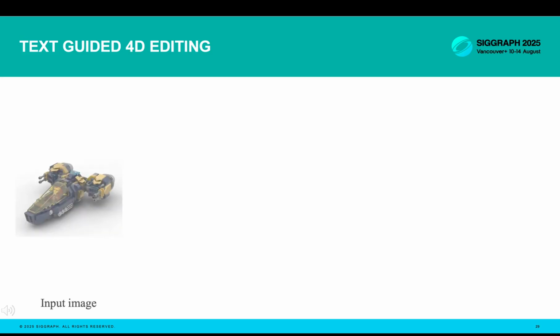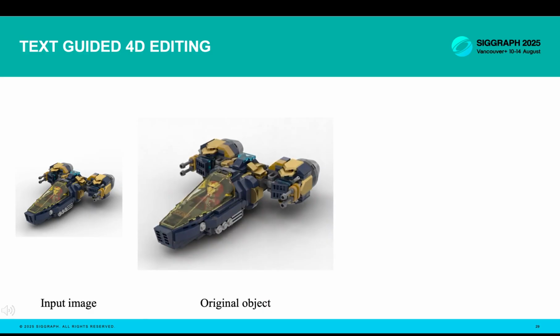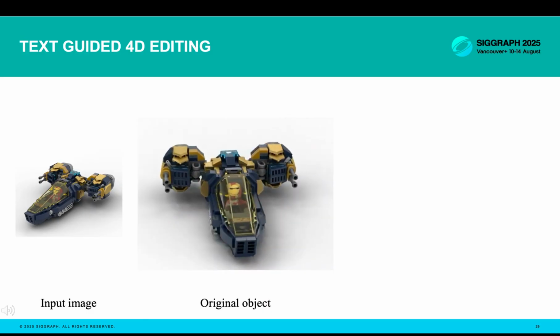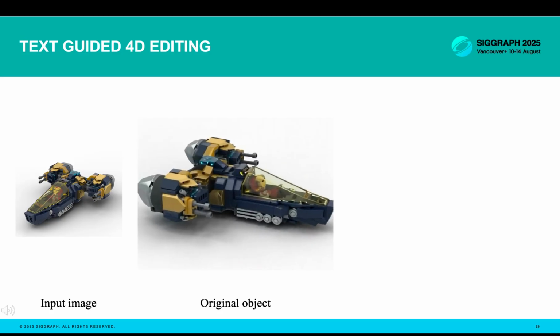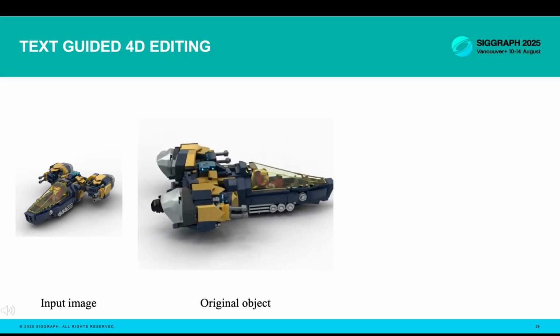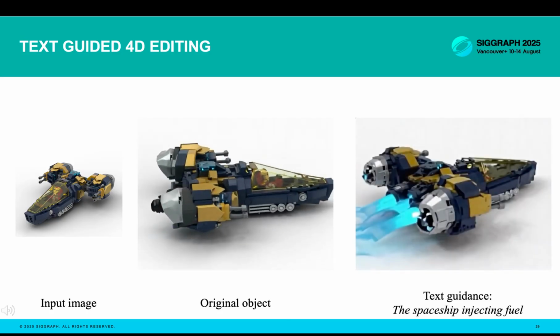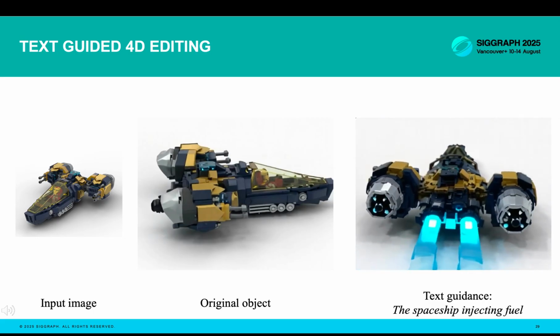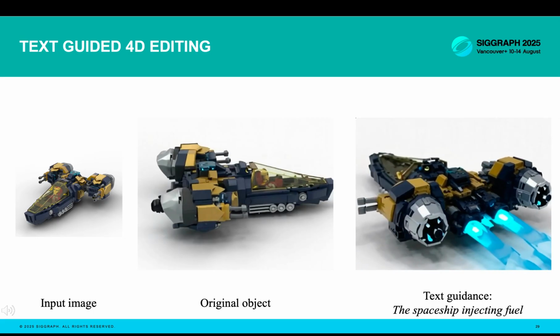In the second example, we again perform editing based on an image-to-4D representation. Starting from a static image of a spaceship, we apply the prompt "the spaceship injecting fuel." The edited 4D sequence shows a vivid blue flame jetting from the tail of the spaceship, reflecting the intended action.